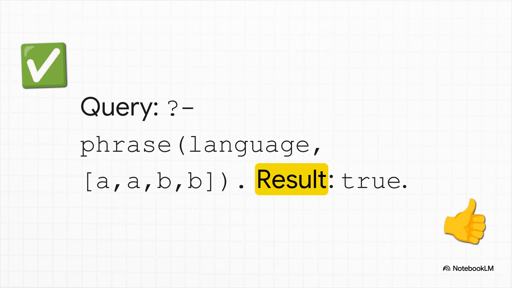And what do you know, when we actually test it with the list AABB, Prolog comes back and correctly says true. That one little recursive rule just neatly unwraps that whole nested structure, and we didn't have to write a single complicated loop or check anything by hand.